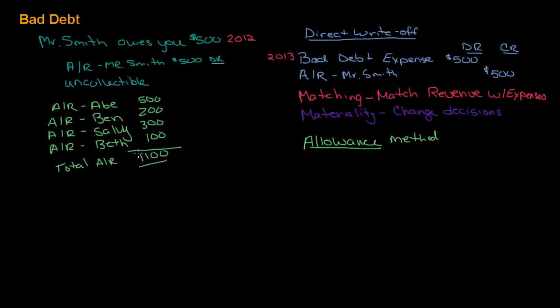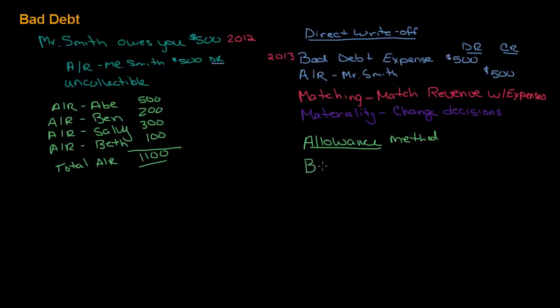And so we know that somebody's not going to pay. Therefore, we're going to create an allowance. Okay, think of overdraft protection, right? This is an allowance so that when somebody doesn't pay, we've already recorded the bad debt. And so under the allowance method, the journal entry looks like this.